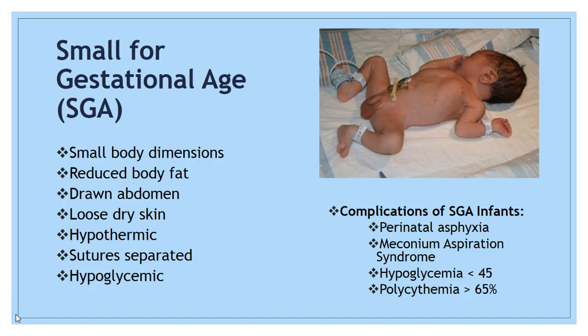Complications of some of these SGA babies include perinatal asphyxia, meconium aspiration syndrome. These guys might be hypoglycemic, so we consider that less than 45, less than 40 in some facilities. They might have polycythemia, so greater than 65% RBCs.